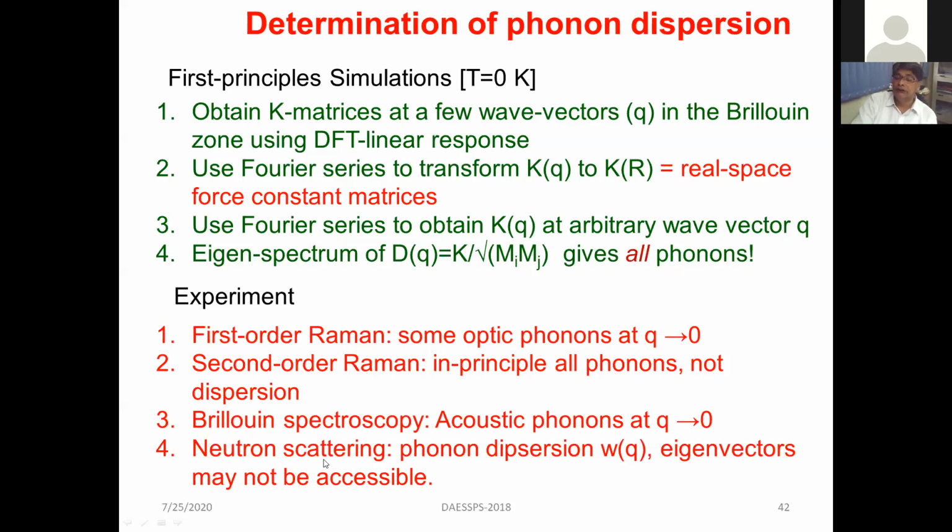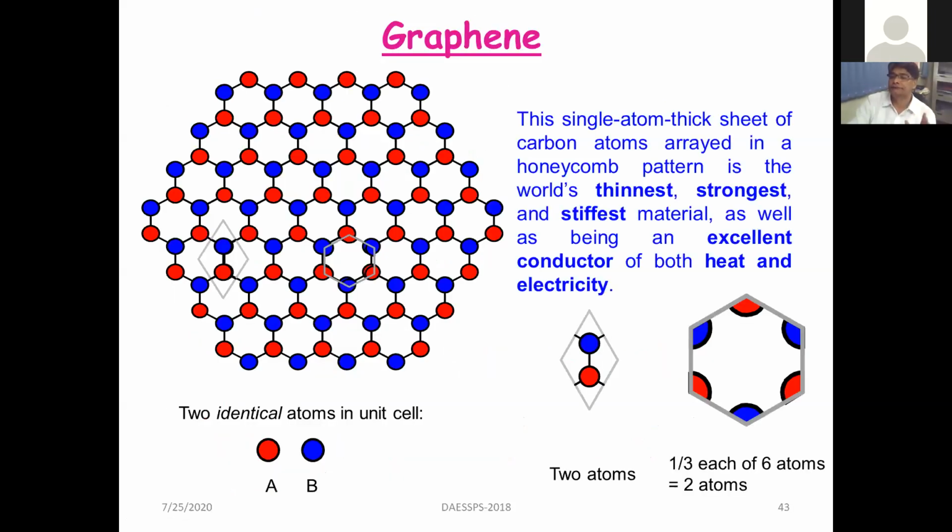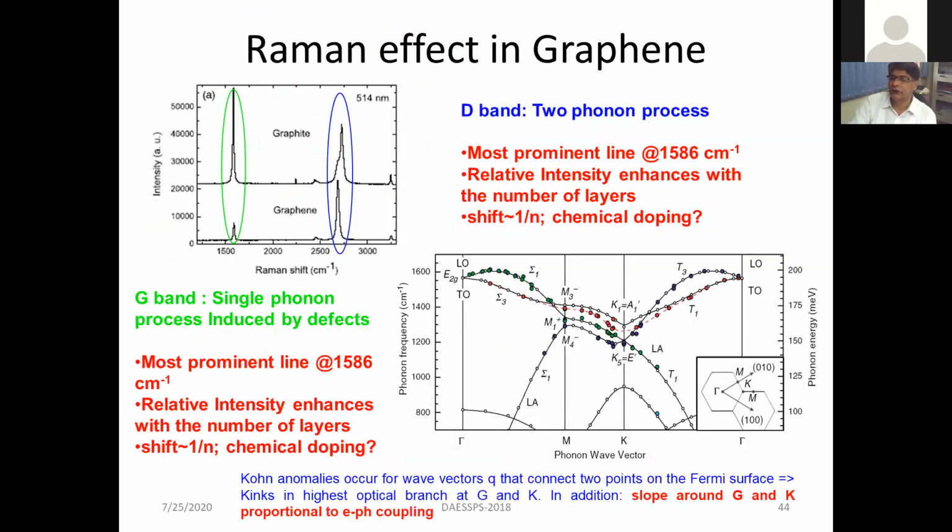As far as the experiment is concerned, you have Raman spectroscopy, first order, second order, Brillouin spectroscopy, neutron scattering, IR spectroscopy. Nowadays, even people use X-ray scattering also to know that, right? This is graphene, I will not go into it, just to focus on how the phonons are useful in giving you the information, right?